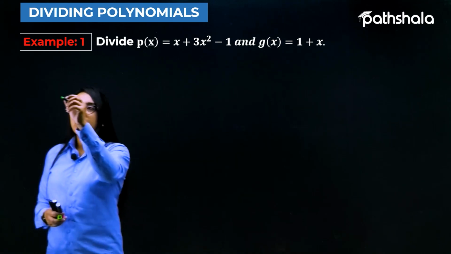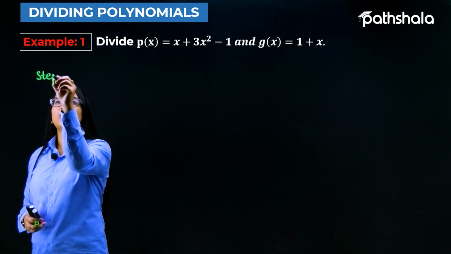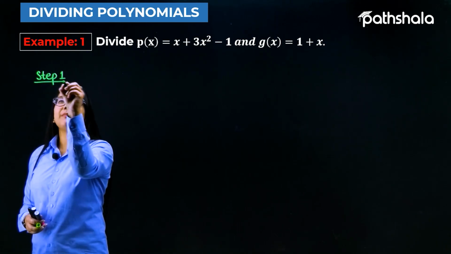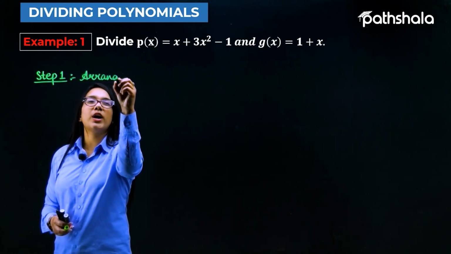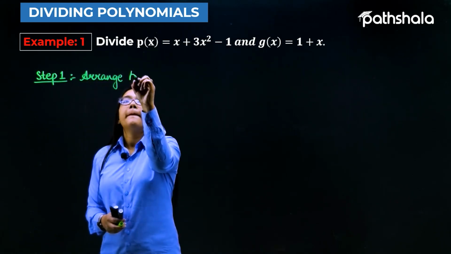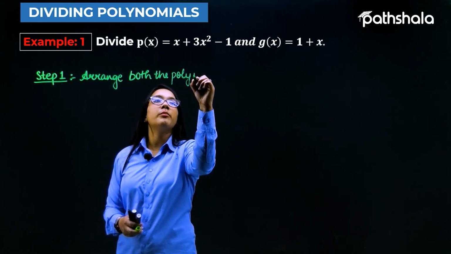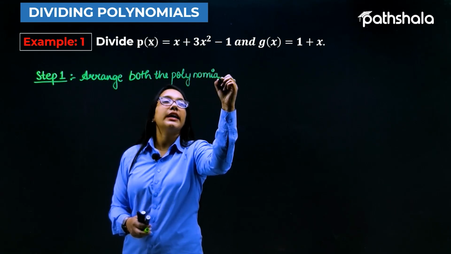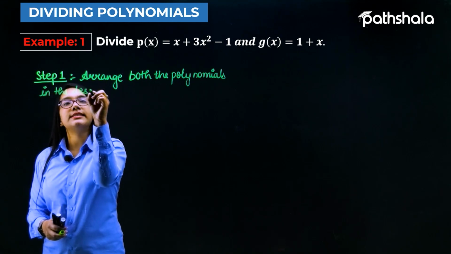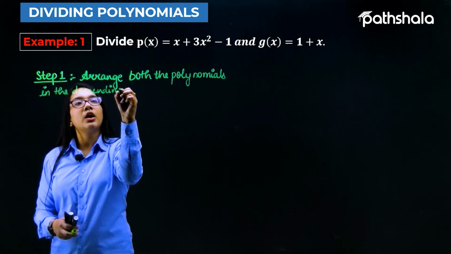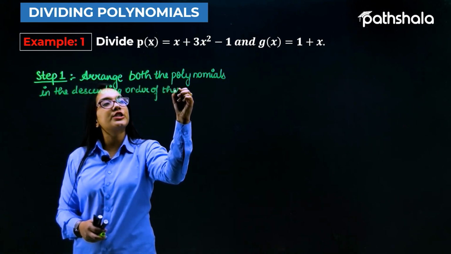First of all, in order to divide the two polynomials, there are some steps. Let us talk about step number 1. Step number 1 says: arrange both the polynomials in the descending order of their exponents.